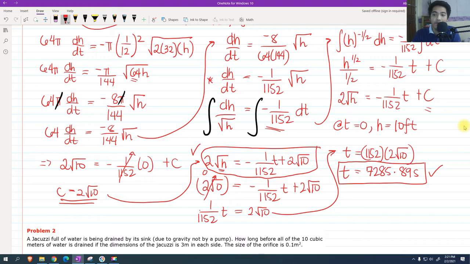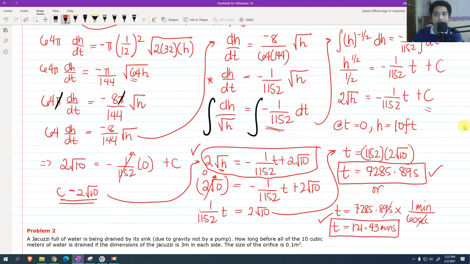We can also convert this into minutes. So you have 7285.89 seconds multiplied by 1 minute over 60 seconds, because 1 minute equals 60 seconds. So the seconds will cancel, and basically we are only dividing this by 60. If we divide that, that would be 121.43 minutes. That's approximately 2 hours. So that's the answer for number 1.